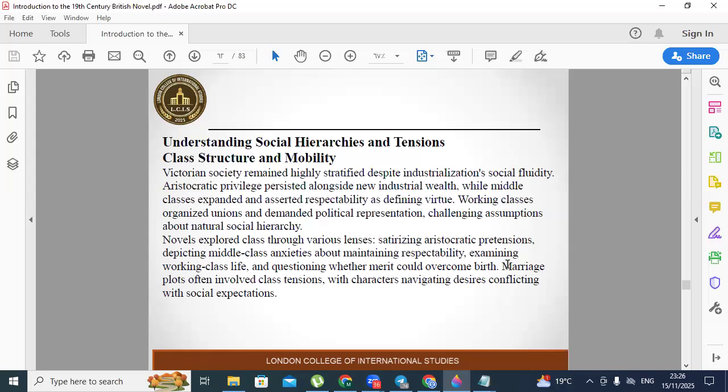Novels explored class through various lenses, satirizing aristocratic pretensions, depicting middle class anxieties about maintaining respectability, examining working class life, and questioning whether merit could overcome birth. Marriage plots often involved class tensions, with characters navigating desires conflicting with social expectations.